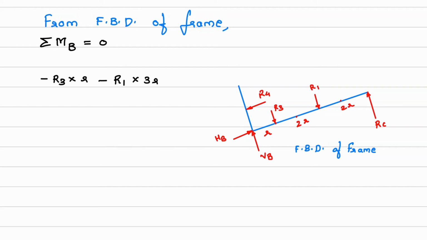Then next is RC. So RC, if you keep your thumb at point B, keep your index finger near RC, rotate in the direction of RC. This is anti-clockwise, so this will be positive. So plus RC into what is the total distance? 5R. So this distance is 5R, and then last moment of R4 is remaining. So this R4, it is in anti-clockwise direction. So keep your thumb at B, keep your index finger over here, rotate index finger in the direction of arrow. This is anti-clockwise. So here we will have plus R4 multiplied by.